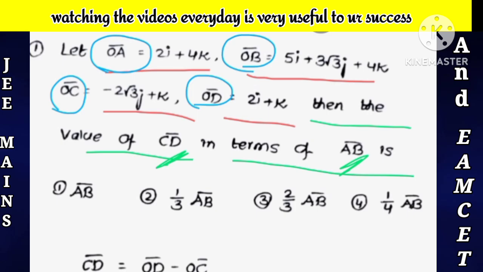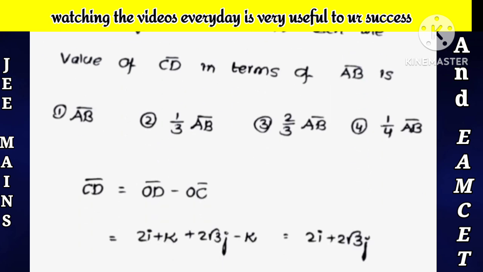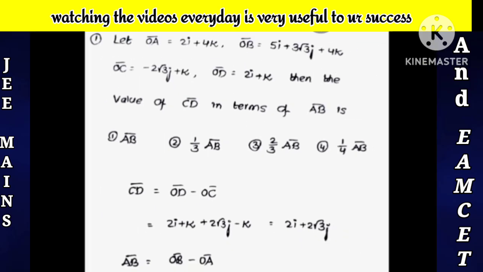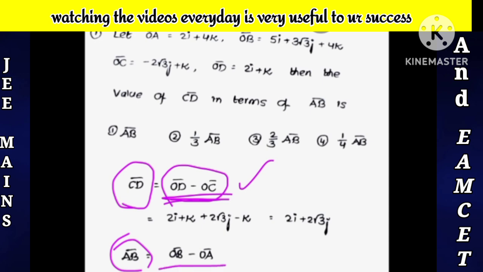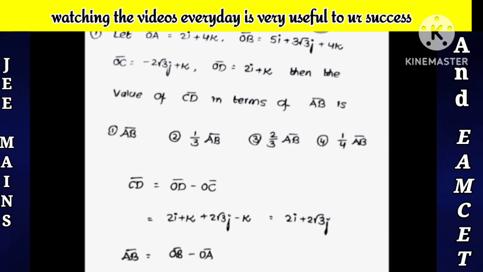First you have to find the CD bar and AB bar vectors, and then you have to express the value of CD bar in terms of AB bar. That's the given question. Now what is the CD bar formula? The direct IPE formula: CD bar is equal to OD bar minus OC bar. What is the AB bar formula? OB bar minus OA bar.